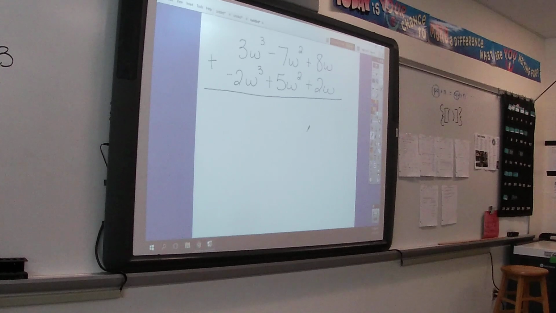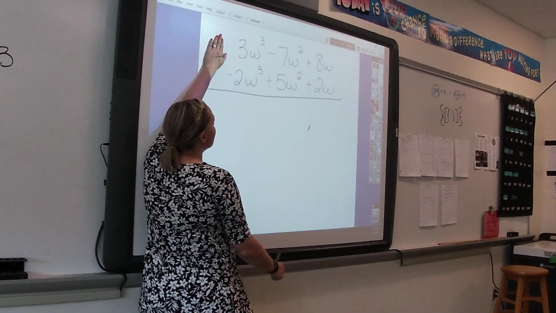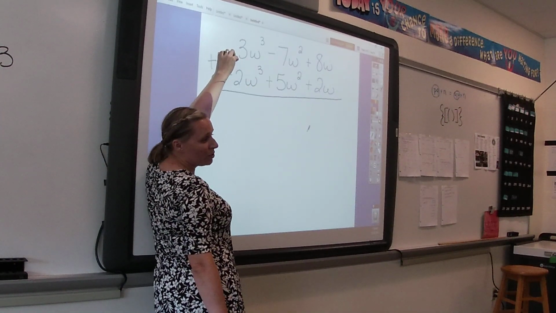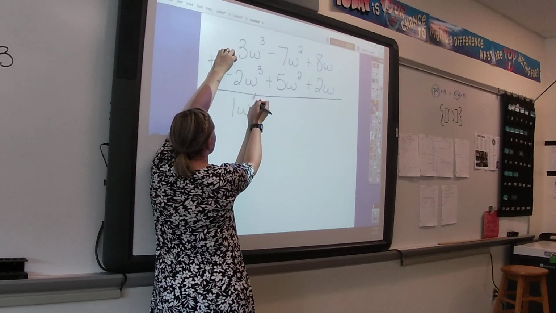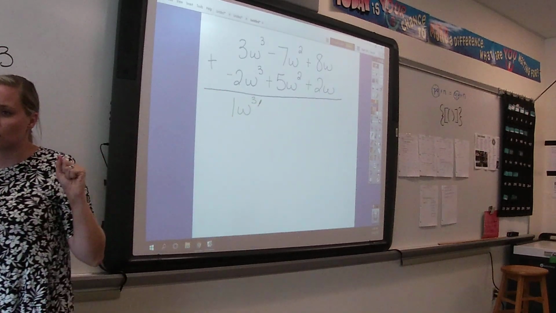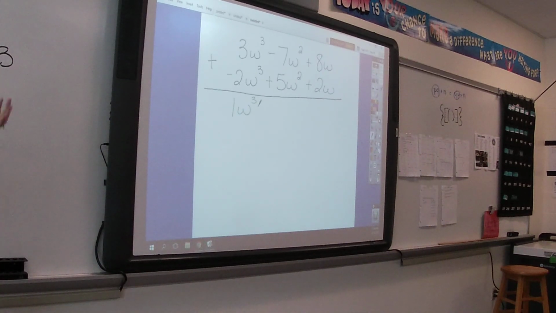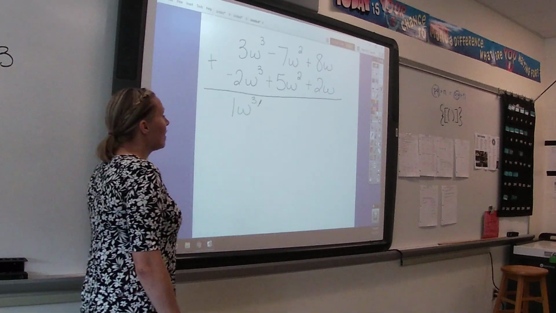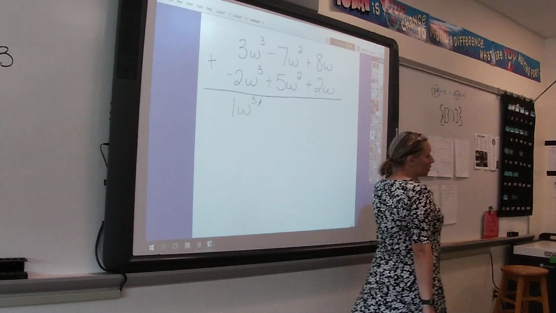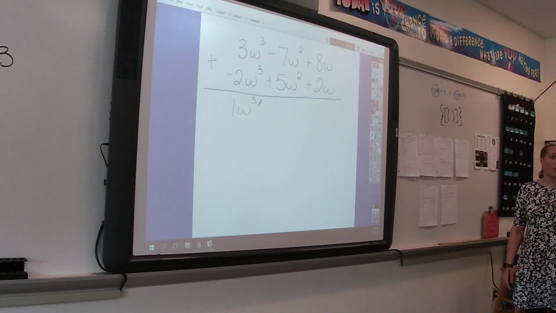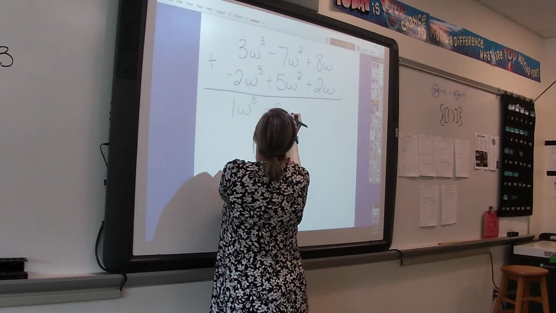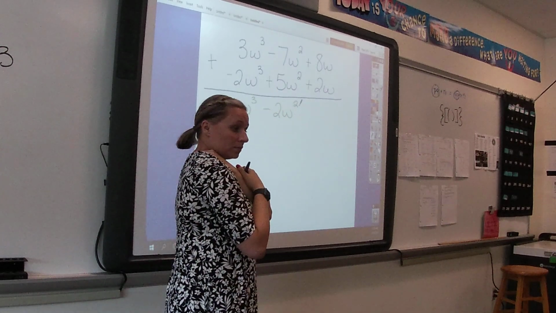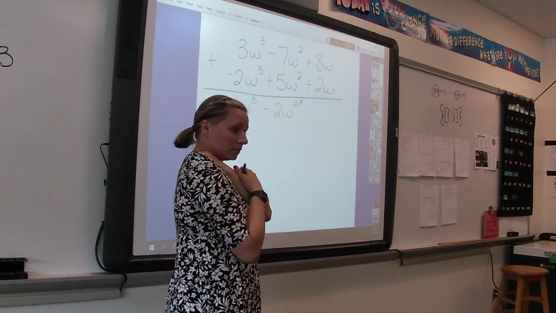Okay? So now when we add 3w to the third plus negative 2w to the third gives us what? 1w to the third. Do I have to have that 1 in front? No, if you have it or if you don't have it, it's fine. Negative 7w squared plus 5w squared is what? Negative 2w squared. Hold on. Positive 10.